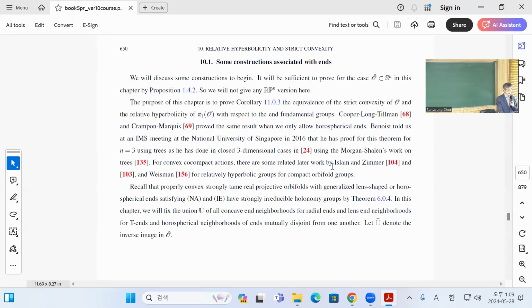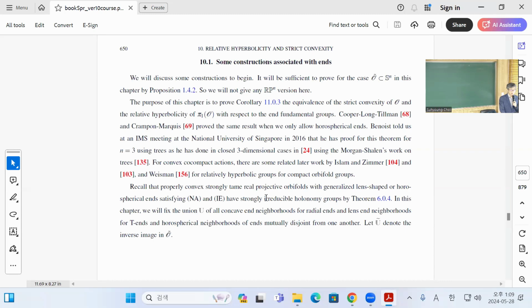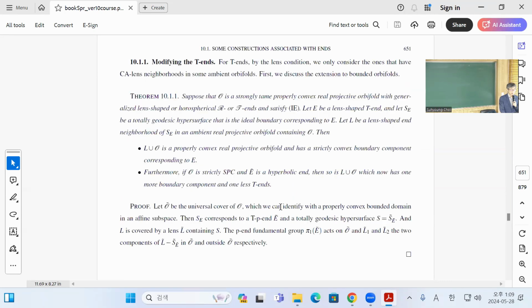So this was first done by Cooper, Long and Tillmann, Crampon and Marquis, but their strict convexity is the real strict convexity, and so it's not the relative version I'm using. I'm using the generalized version. Okay, and so we need two conditions, NA and IE, which we'll explain later.